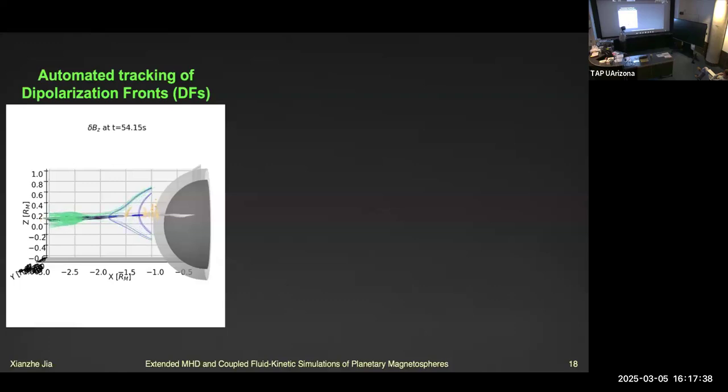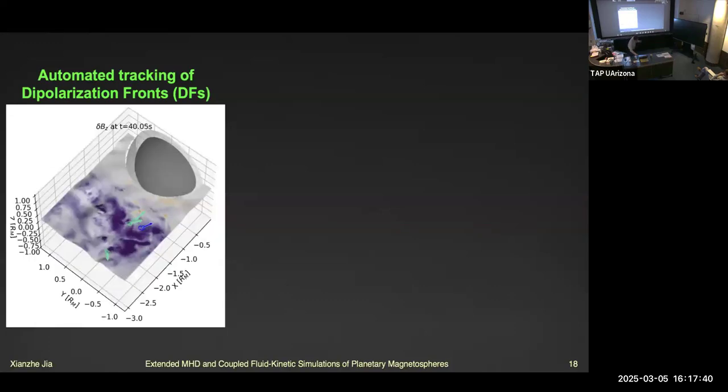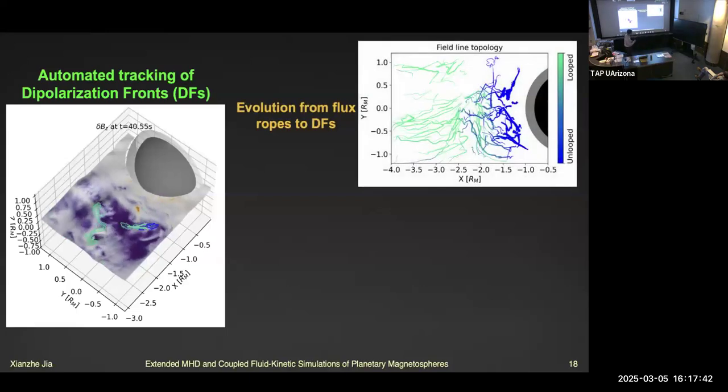Okay, so once you have that identified, you can look at their evolution. This is the way he likes to show this. You know, these green ones are all moving downtail, and these blue ones are moving towards the planet. And this is the dichotomy where they diverge. And this is roughly the average X-line location Messenger had observed, 2.5 Mercury radii.